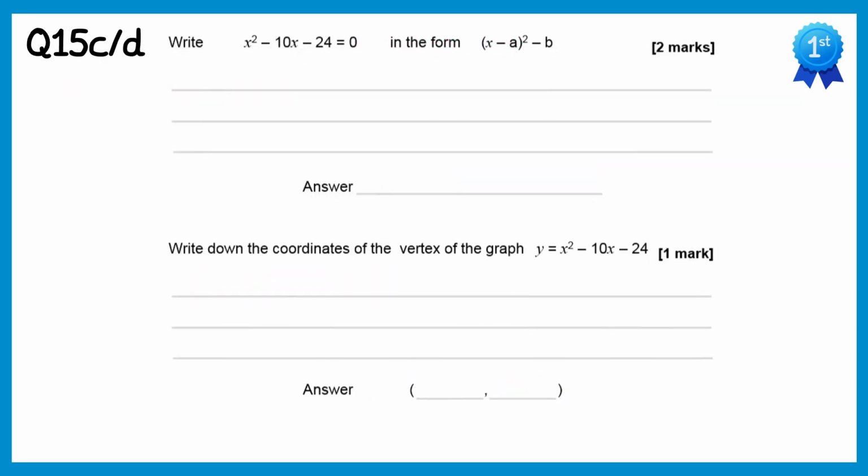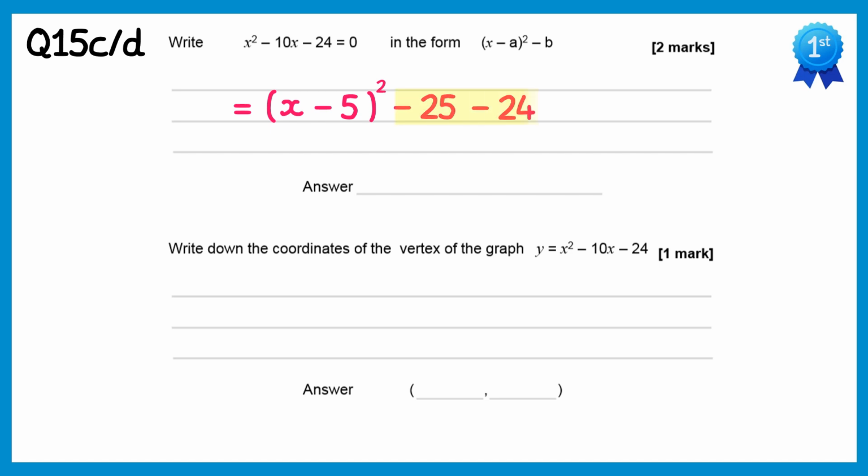For this part, we're asked to complete the square. To do this, we'd write a bracket squared, and then half the coefficient of x. The coefficient of x is -10, so half of -10 is -5. We then square this, -5 squared is 25, and then take that away. And then there's also the -24 at the end of the question.